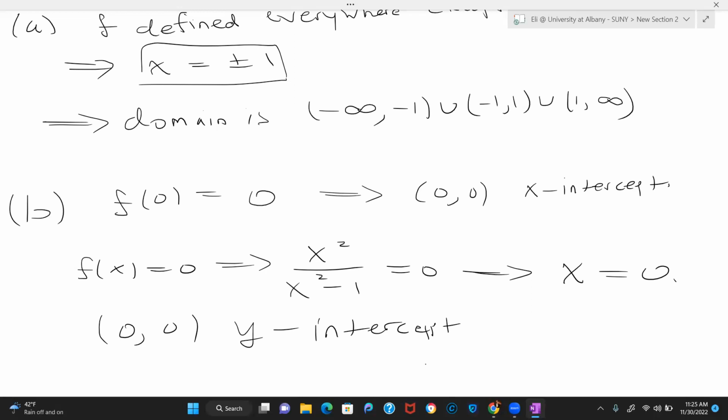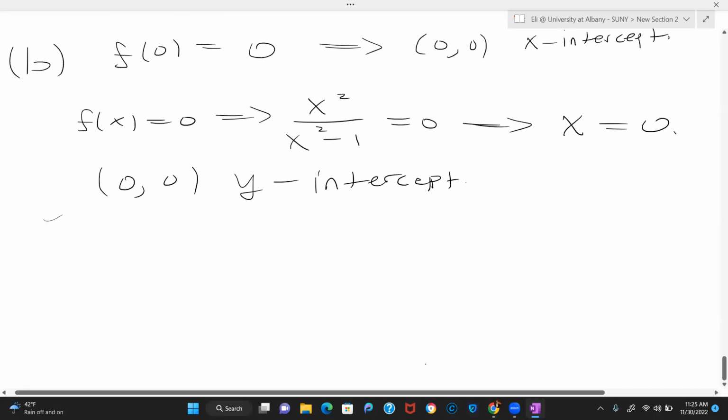So a lot of people would say there is a y-intercept but no x-intercept, or there is an x-intercept but no y-intercept. So that's not true. There is an x and a y-intercept, and it's the same point.